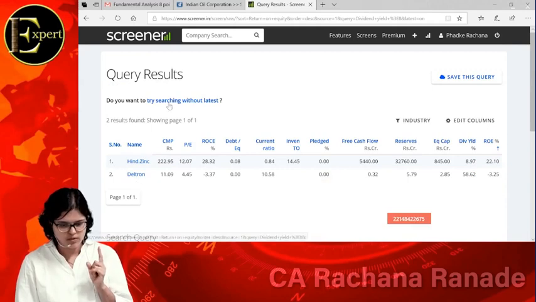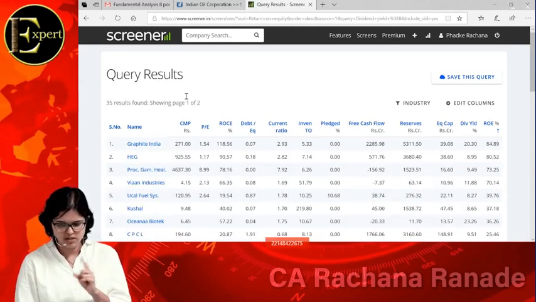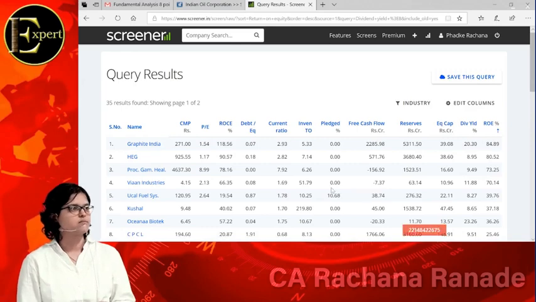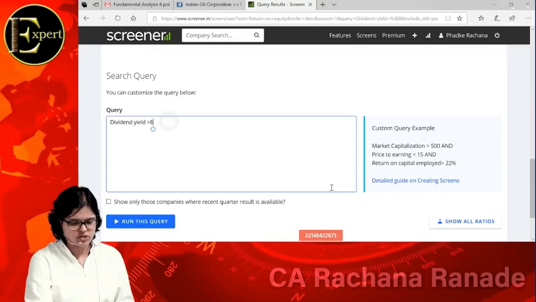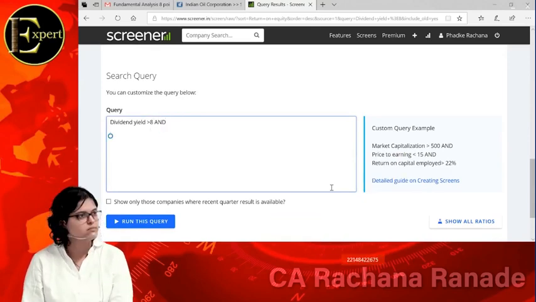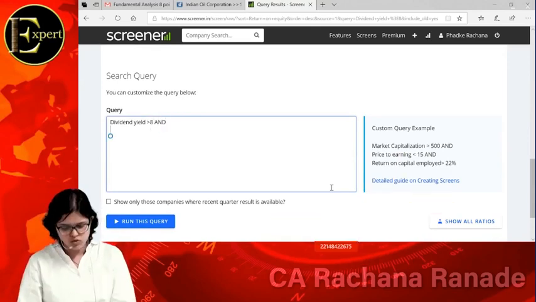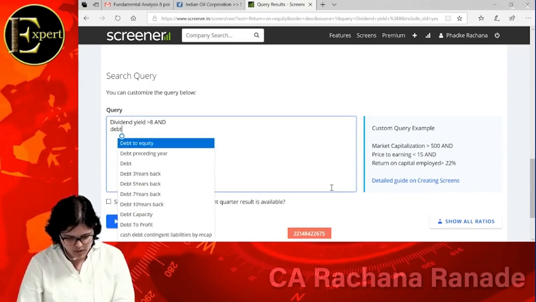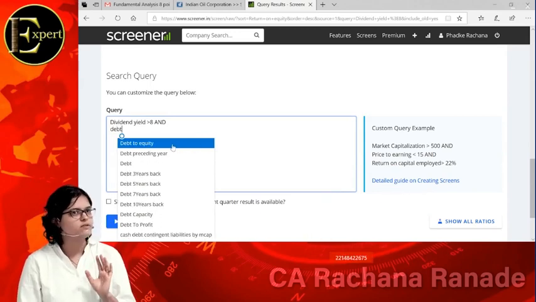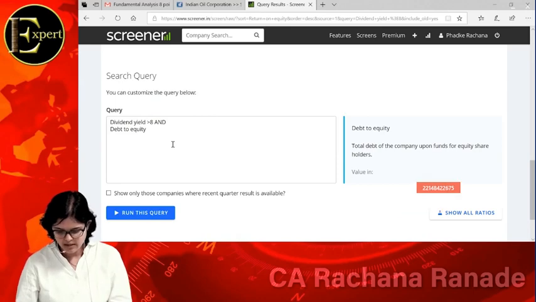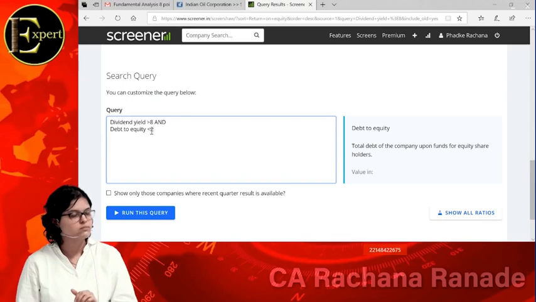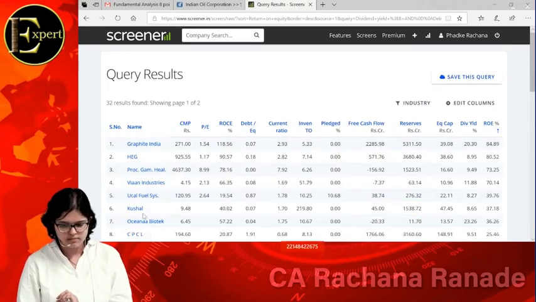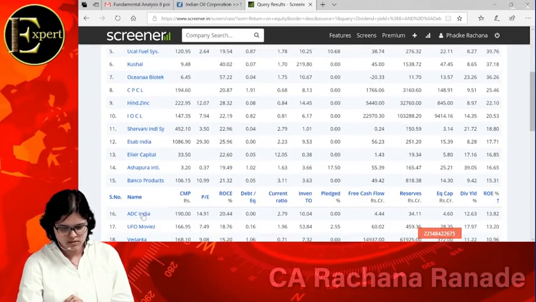Maybe do you want to try searching without latest? Searching without latest, you'll get this entire list. And if you want to have more queries back to back, you just go on putting and. So debt to equity. It'll also give us suggestions. I've typed only debt. Debt to equity is less than 2. Debt to equity also has to be less than 2. Run this query. So out of this, it showed me a few more names.